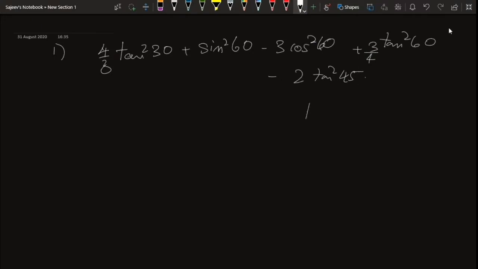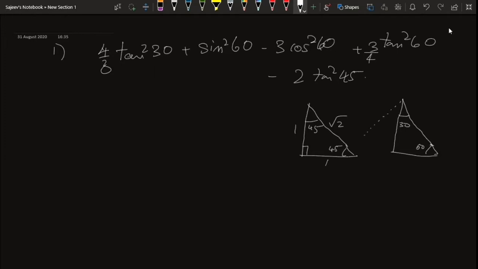Okay, so we need to remember these values. So let me draw a triangle. So this is 45 degrees, that is 45 degrees, this one, then we'll get this as root 2 by Pythagoras theorem, and this is obviously 90. And if I draw a triangle for 30 60 90, I get this is 60 degrees, this is 30 degrees, that's 90 over there.